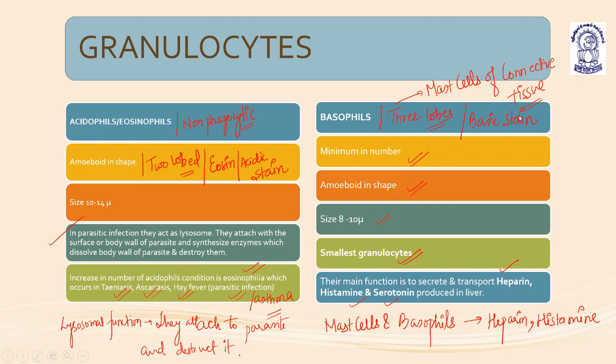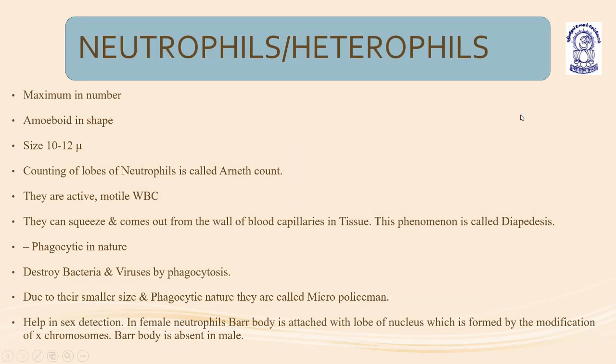Understood? Now, coming to next, neutrophils or heterophils. Neutrophils are also known as heterophils. They are maximum in number, amoeboid in shape, size 10 to 12 micrometers. The lobes present in the nucleus are multi-lobed. Counting the lobes of neutrophils is called Arnett count. It is known as what? Arnett count means the number of lobes present.